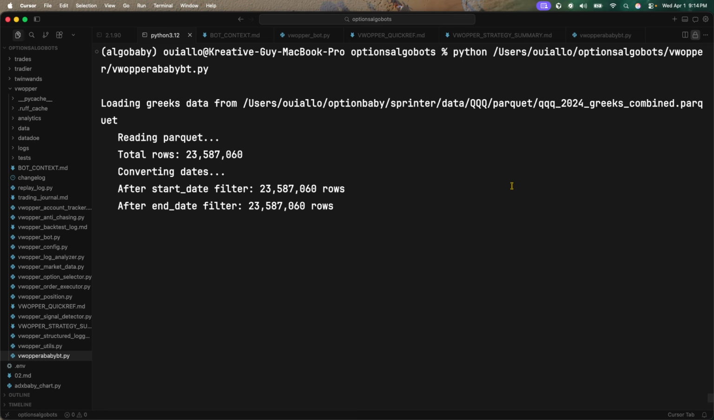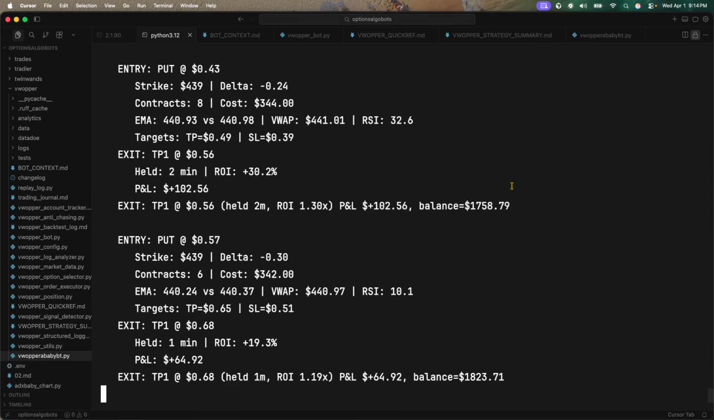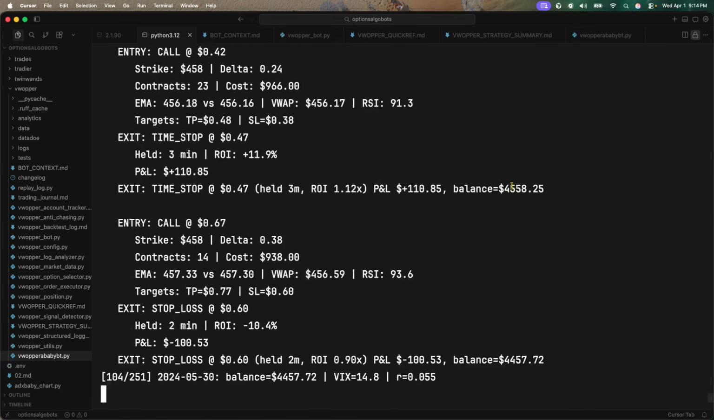So I'm back testing this strategy on 2024 QQQ. All of our back tests start with $100 unless I tell you otherwise. The back test just loaded all of its data in order to run it. We're pre-indexing the back test, meaning it's supposed to be faster, but you've got to take into account that it is loading a lot of data. So the back test is running.